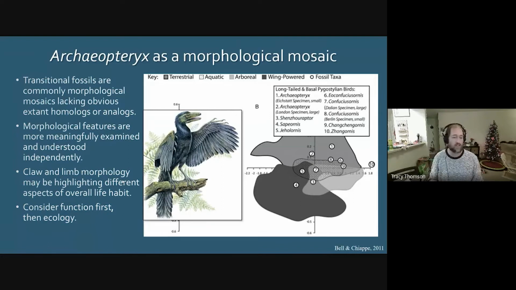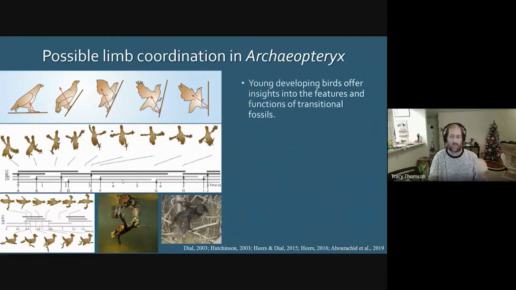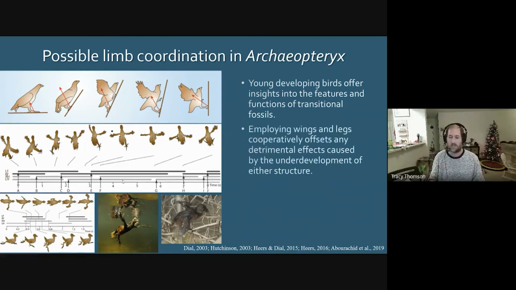You really have to consider each character independently, the function of each character, and then think about the ecology that it is suggesting. We can look to baby birds today for limb coordination. What this means is that the baby birds today are using their arms in different ways than they're using their legs. So it's kind of like mosaic evolution. It's kind of like a transitional fossil. Once these birds grow up and become adults, they become very specialized for one thing throughout the whole body. But as young individuals, some of them display these different features similar to transitional fossils.